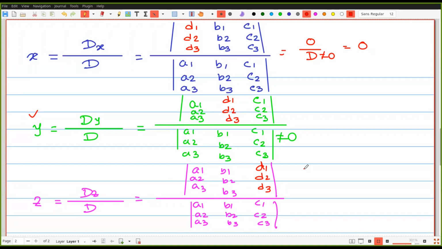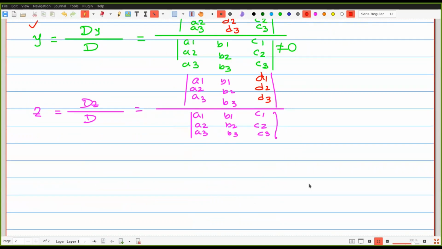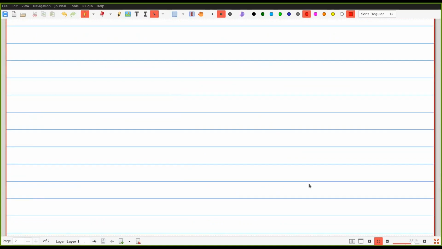Let's check with an example. It would be better. Suppose the problem has been given in this way: 3x plus y plus z is equal to 4.